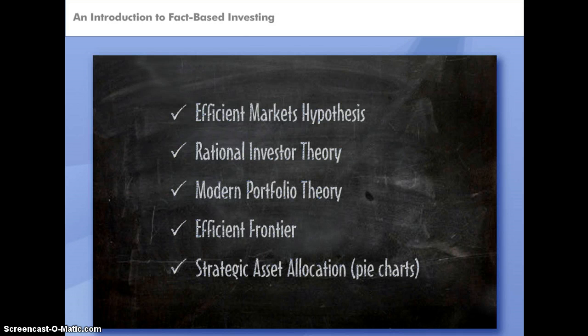Chief among the academic theories that drive investing advice today are efficient market hypothesis, rational investor theory, modern portfolio theory, efficient frontier, strategic allocation, what we often call the pie charts. And all of these have in common that they talk about what ought to happen and how markets and investors ought to behave based on theoretical models and equations.